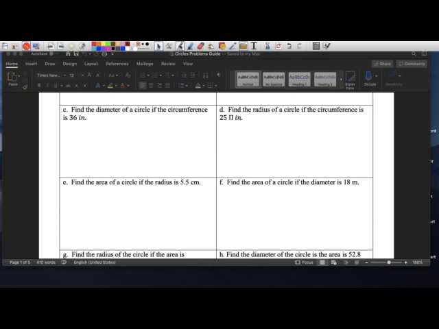Number 2, find the diameter of a circle given the circumference. So we're going backwards here, so C equals pi d. The circumference is 36, and we have pi d here, and we're going to divide both sides by pi. In this case, 36 divided by pi is some number. The diameter is 11.5 inches, rounded.